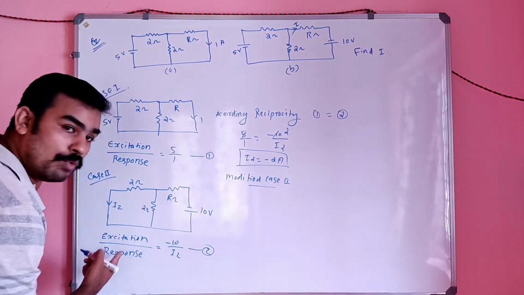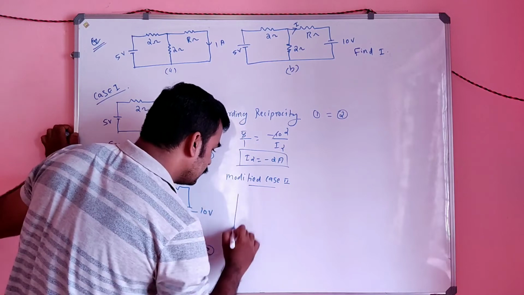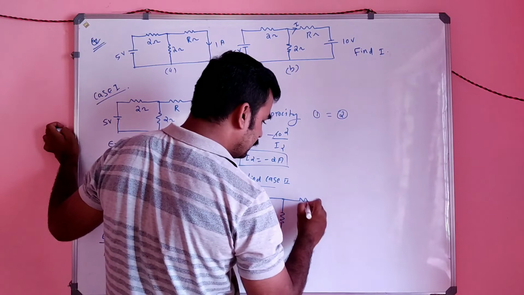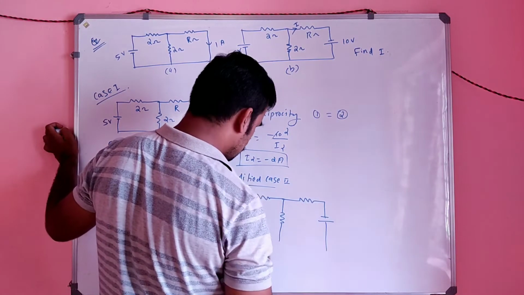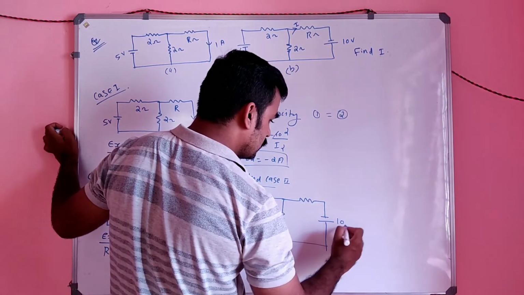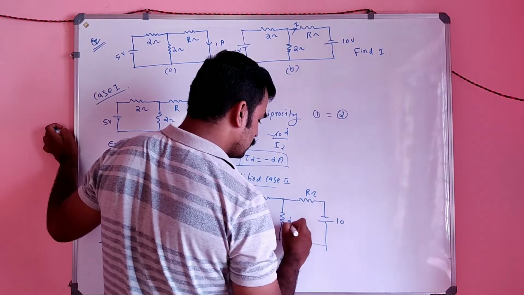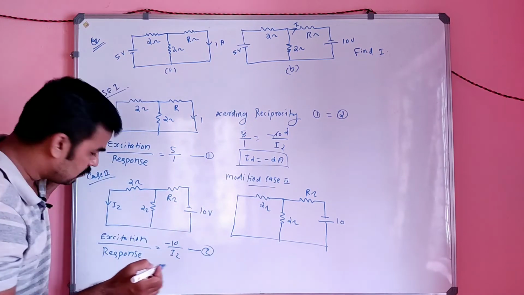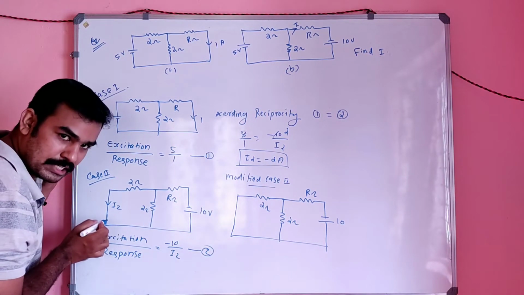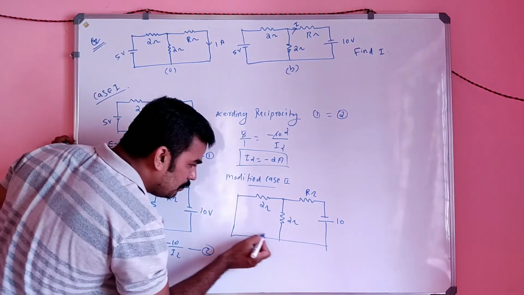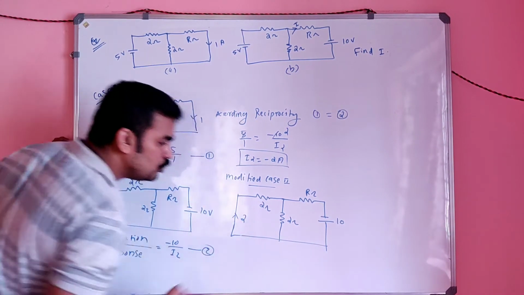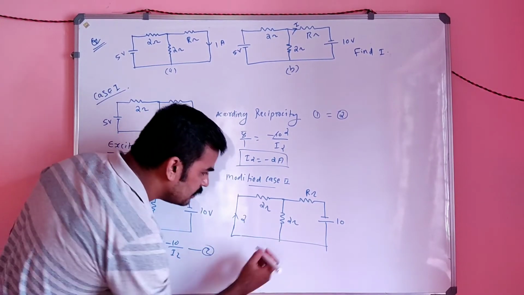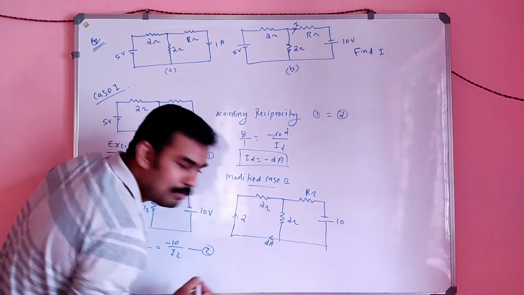Modified case 2 diagram will be what? See, it is given as minus 2 ampere, but I2 here is taken in this direction. If it is minus 2, then I2 will be in this direction, 2 ampere. If this is 2 ampere, this is 2 ampere, right?